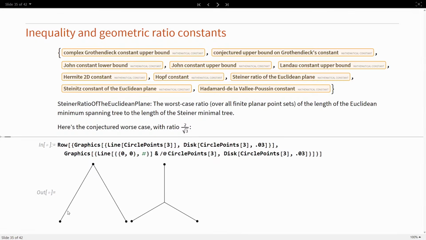The ratio between just connecting, these are sometimes seen as town connecting problems. So the minimal distance for just connecting the towns straight, and the minimal path for allowing extra points to be used, the ratio is 2 over the square root of 3. And it's believed that that is the worst case for any set of points. So that is the Steiner ratio of the Euclidean plane, the ratio between these two diagrams.